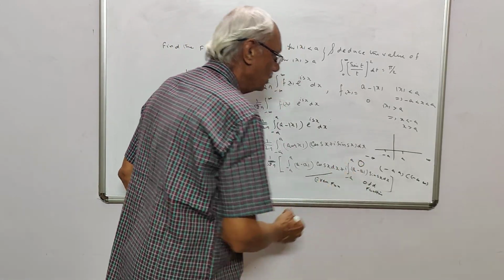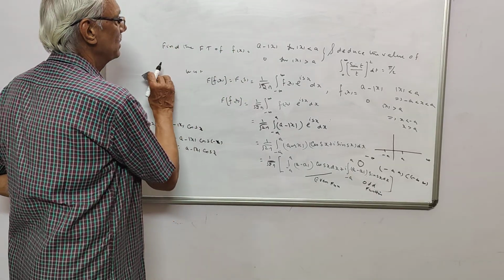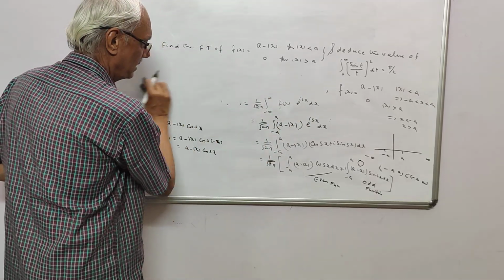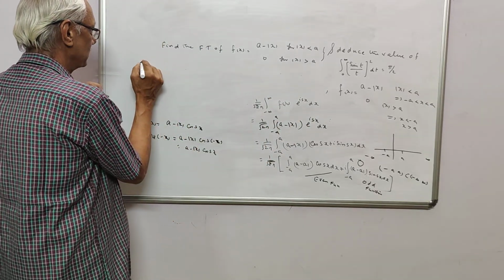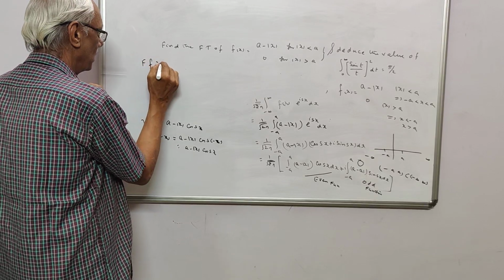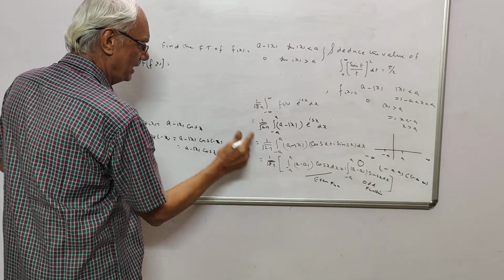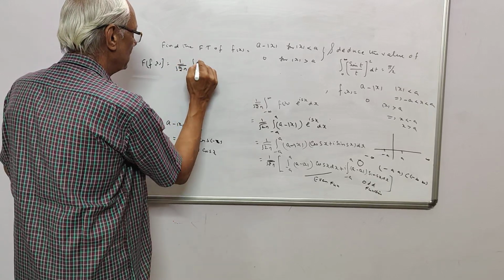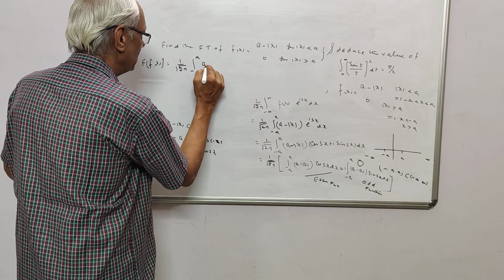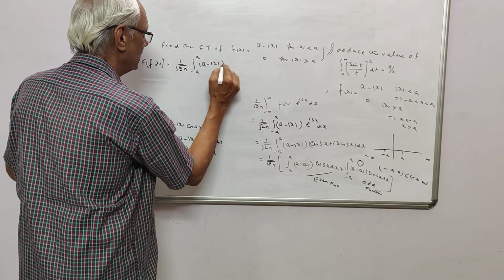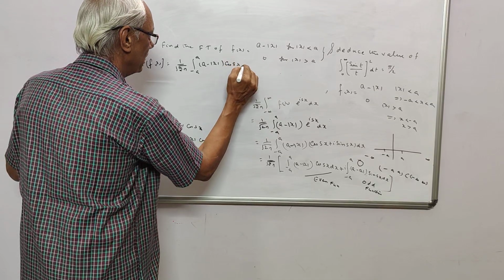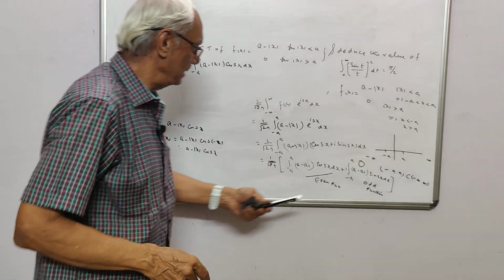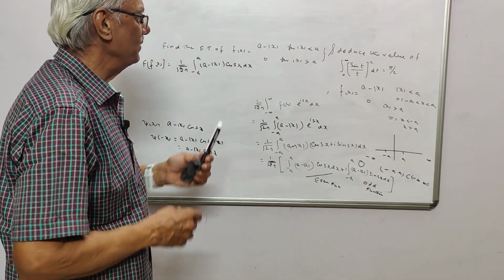So this will become 0. So you are left with what? So I'll write here. So you are left with f of x is equal to, so only this remains, 1 by square root of 2 pi, integral from minus a to plus a of (a minus modulus of x) into cos sx dx. So you are left with only this integral, because this becomes 0.